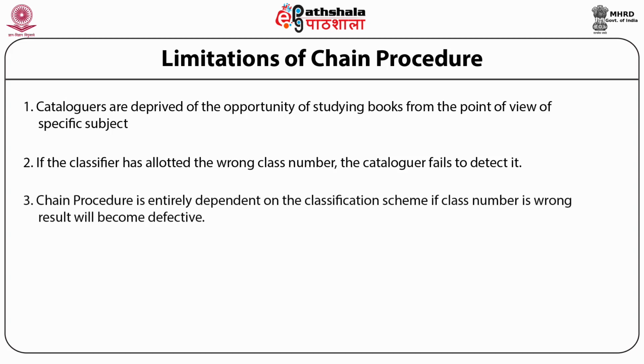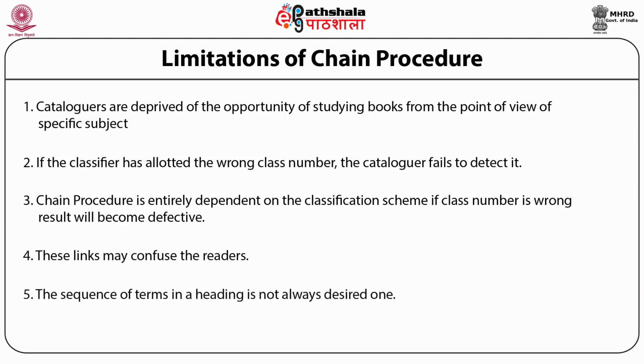Third, chain procedure is entirely dependent on the classification scheme, and as a result, it can be only as good as the classification scheme used. For the success of this method, the class number assigned to documents must be coextensive with their subjects and properly modulated. Classification schemes do not always possess this quality. Fourth, there may not actually be a separate document in the library dealing with the subject represented by one or more of the sought upper links in a chain, which may confuse the readers.